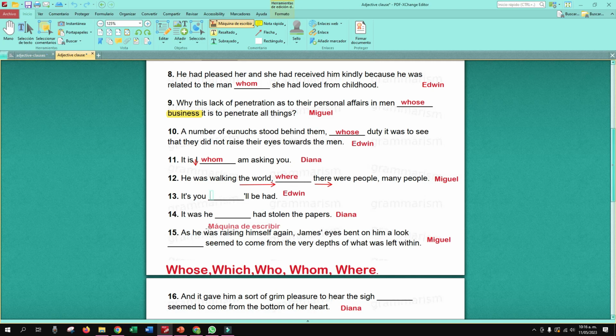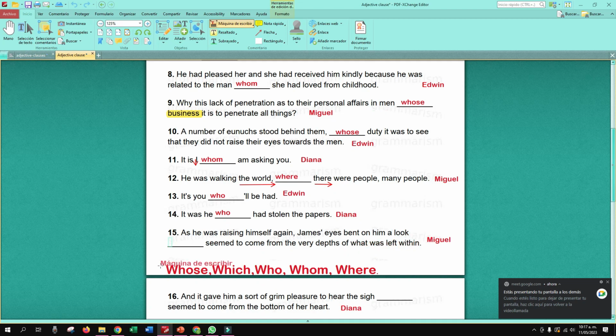It is you whom we had. Excellent. Who we had. Excellent. That's good. Nice. 14, Diana. Okay, it was he whom had stolen the papers. Who, right? Whom had stolen the papers. Excellent.